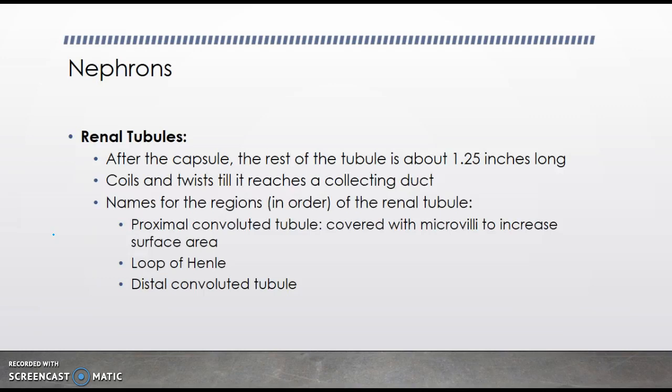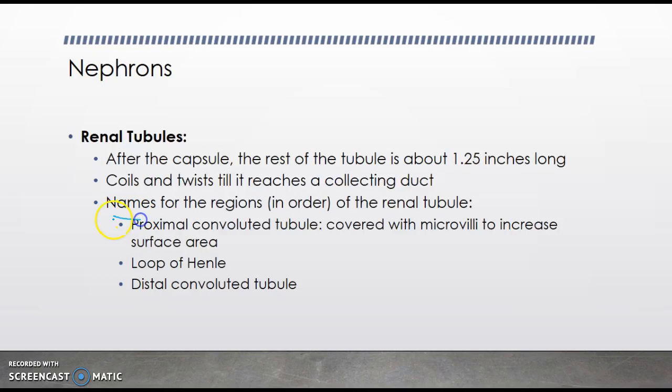So after this Bowman's capsule and after the glomerulus, the rest of the renal tubule is only about 1.5 inches long, but it's microscopic. So when you think about 1.5 inches, you're thinking, oh, that's not really that long, but this tube is microscopic, so it's actually ginormous. And this tube coils and twists until it reaches what we call a collecting duct. And those collecting ducts are pretty much what's going to be connected to the calyces and then the renal pelvis and etc.